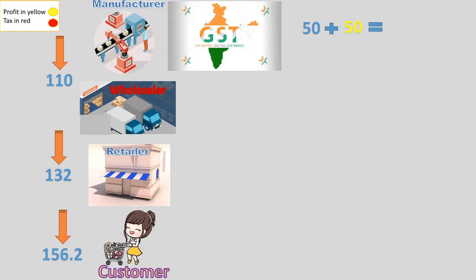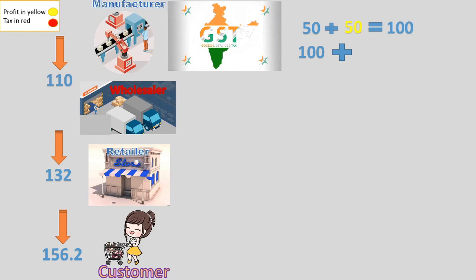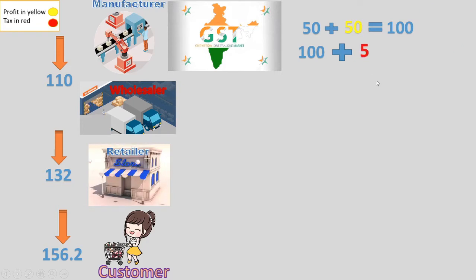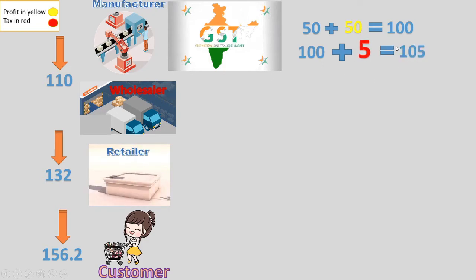Now on rupees 100 he is also going to pay tax, but the tax will be calculated not on this 100 but on this 50 rupees, because this is the value addition he made to the product. So he has to pay 10% of this rupees 50, which comes to rupees 5, and the product he is going to sell for rupees 105 to the wholesaler.